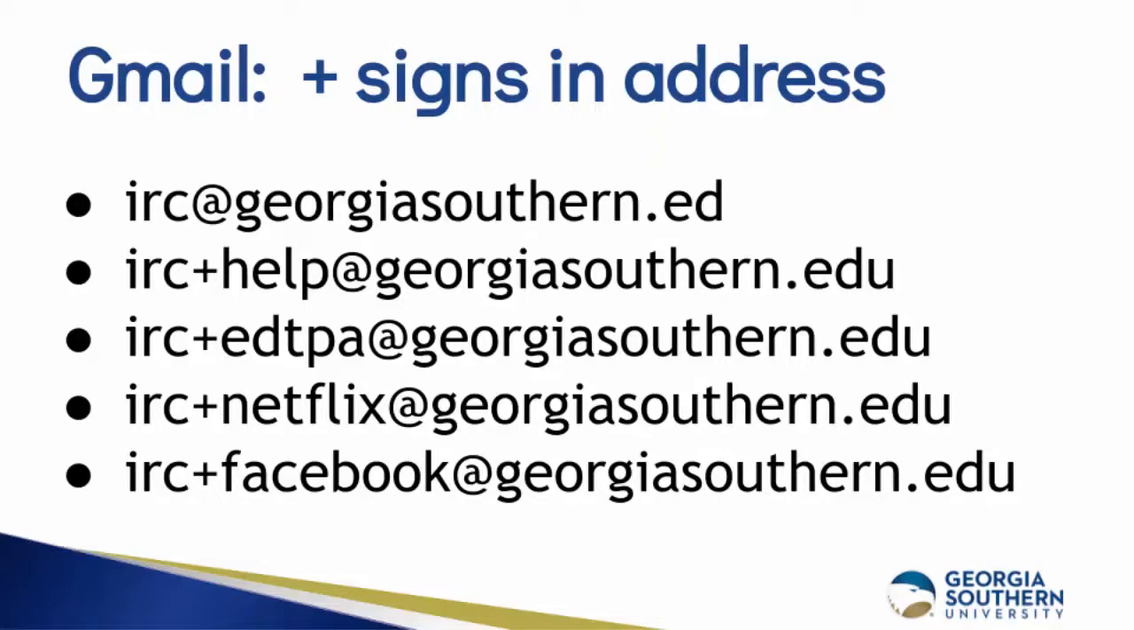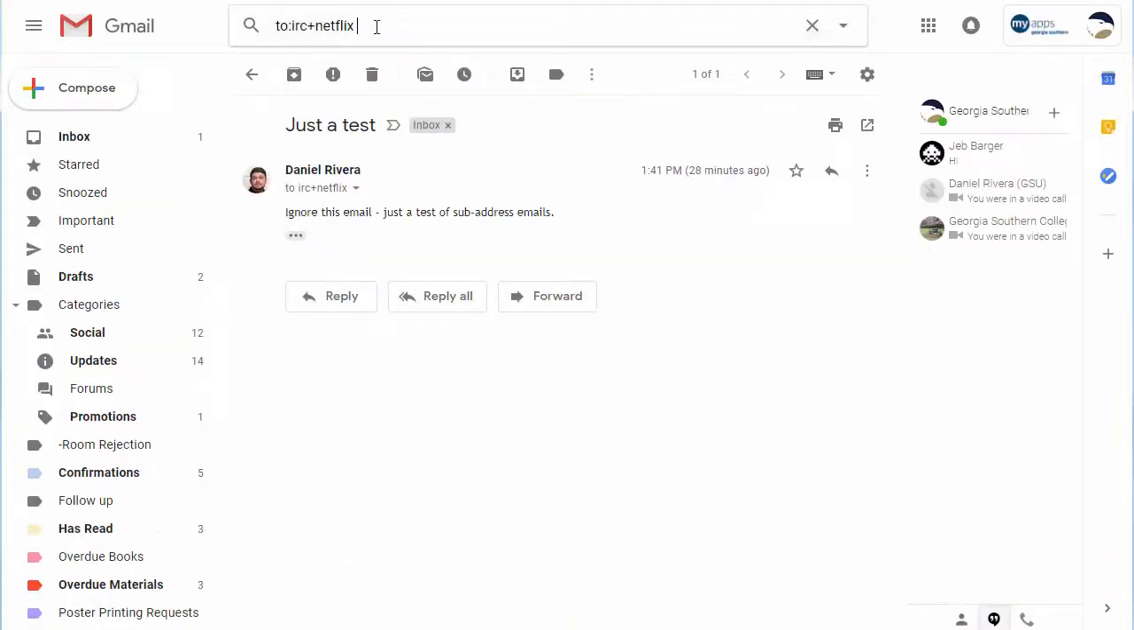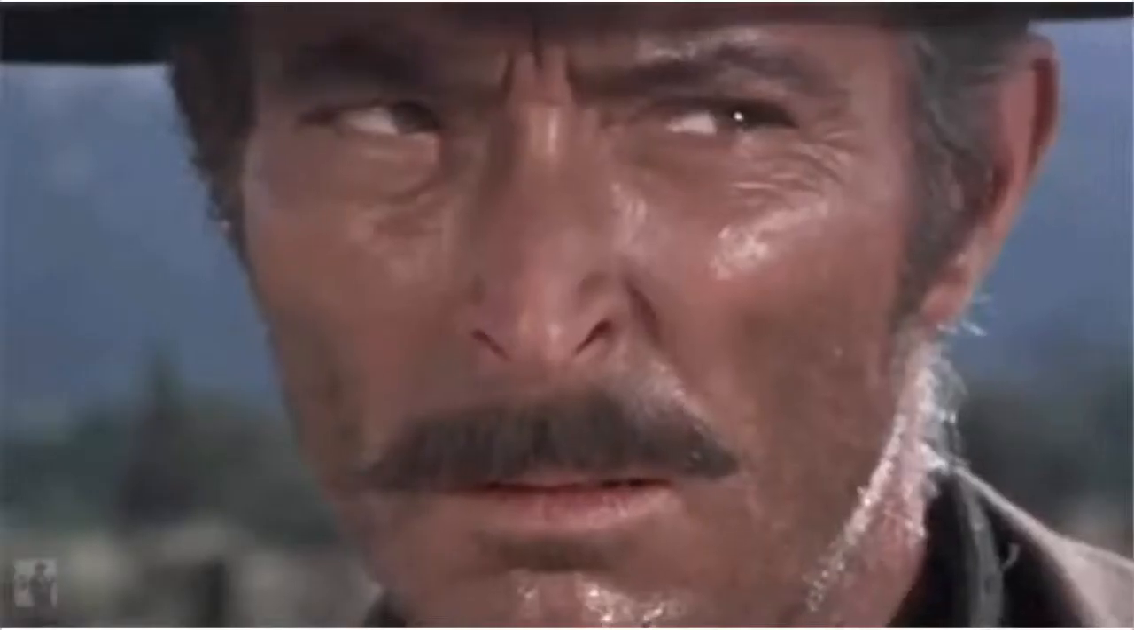Now, why would you want to do that? Well, because if you do a search for something like this, IRC plus Netflix, then it only returns the emails that were sent to that particular subaddress. Filters work in a similar way, so you can have email processed automatically based on the subaddress that it goes to. Also, if you start getting emails going to IRC plus Facebook and they have nothing to do with Facebook, well then you know who sold your emails out.